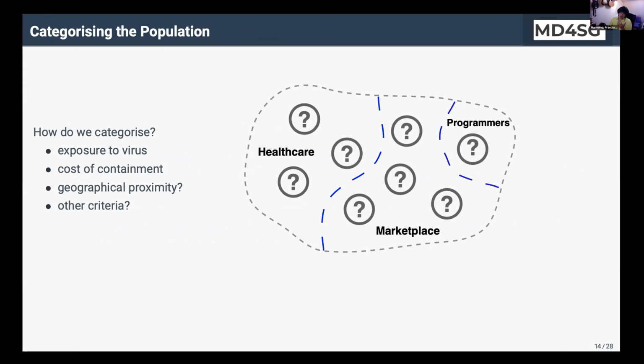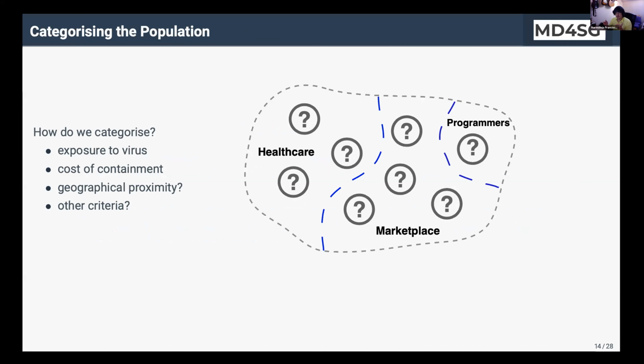And so one first flag, which must be coming up, is that of the categorization of the population. What are the key attributes that we need to focus on in terms of limiting the spread of the virus? The first, of course, is the exposure to the virus that one might have. By exposure, I mean an individual being more susceptible to catch and to spread the virus, i.e. potential super spreaders. We can also look at the cost of containment.